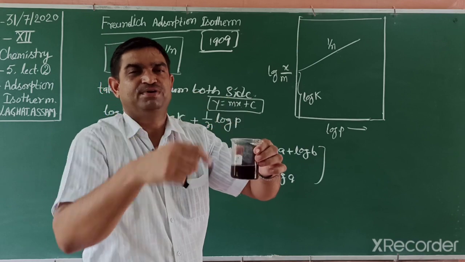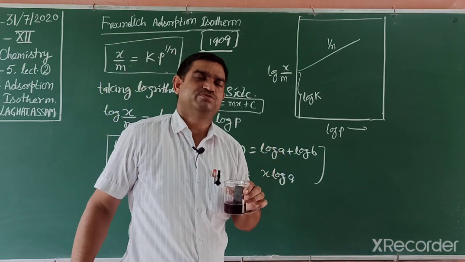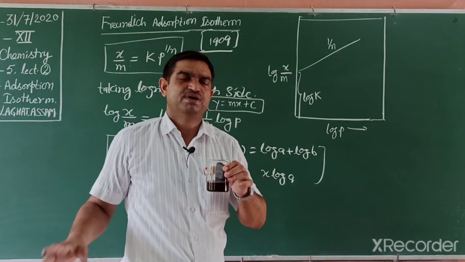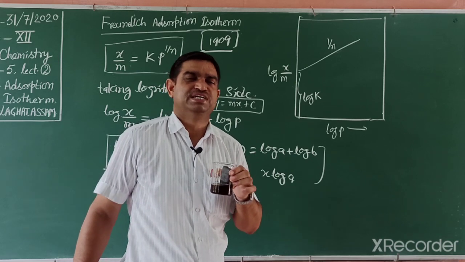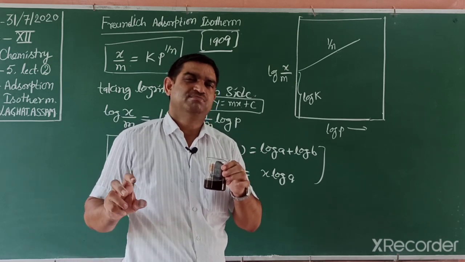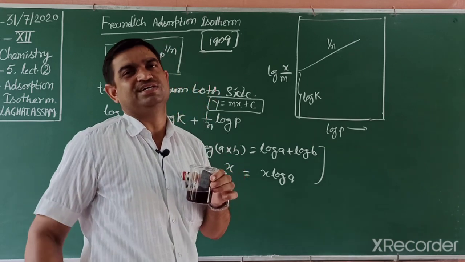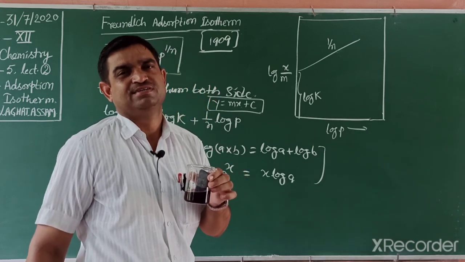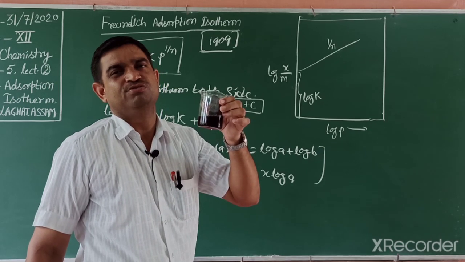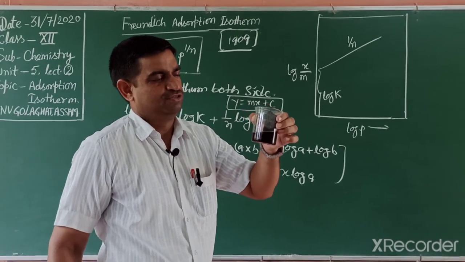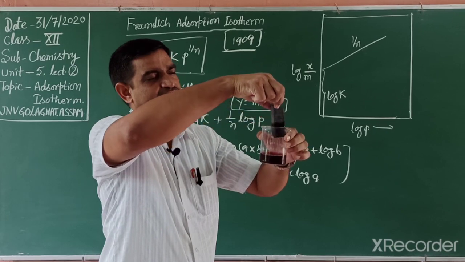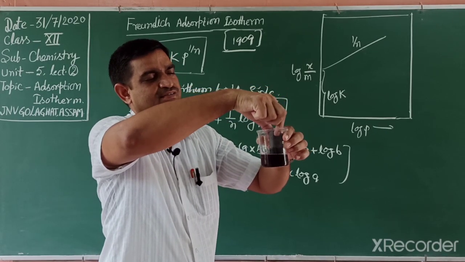These are some examples. In your NCERT book, one example is given: magnesium hydroxide precipitate. If we add magnesium reagent to the magnesium hydroxide precipitate, then it converts into blue color. So this color is slightly decreased.